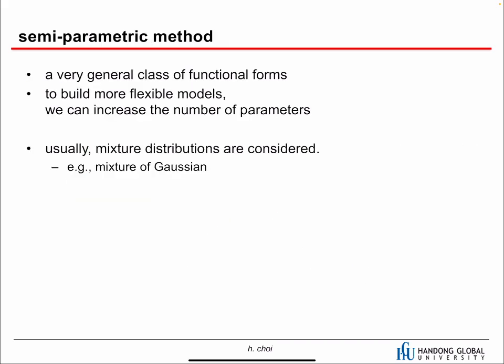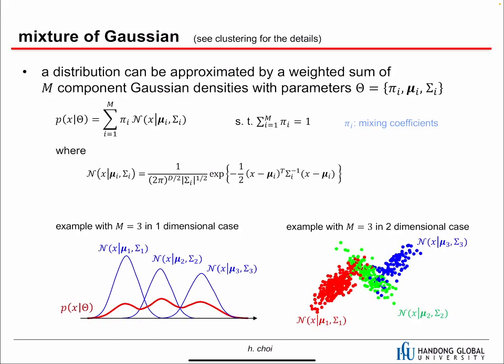Okay, so far we talked about the parametric method and the non-parametric method, and the last one is the semi-parametric method, which is kind of a hybrid, in between these 2 extreme cases. It's a very general class of functional forms, and to build more flexible models, we can increase the number of parameters. Usually mixture distributions are considered, like a mixture of Gaussians. We're going to learn this in detail in the clustering chapter. In this slide, let me tell you the brief idea of the mixture of Gaussians.